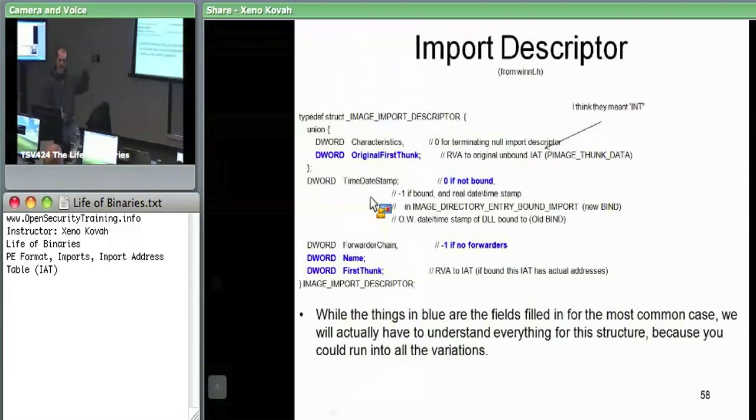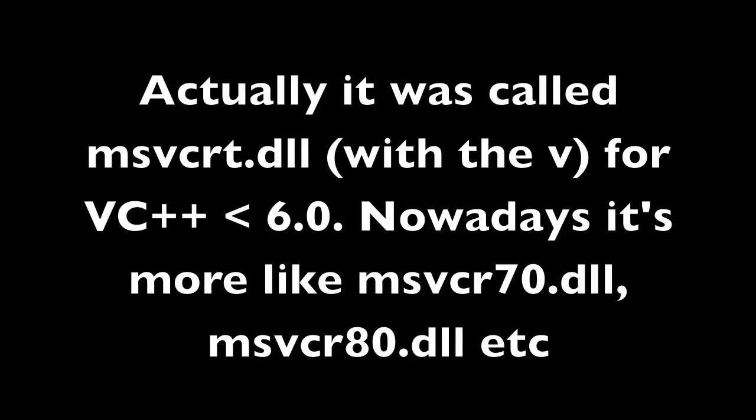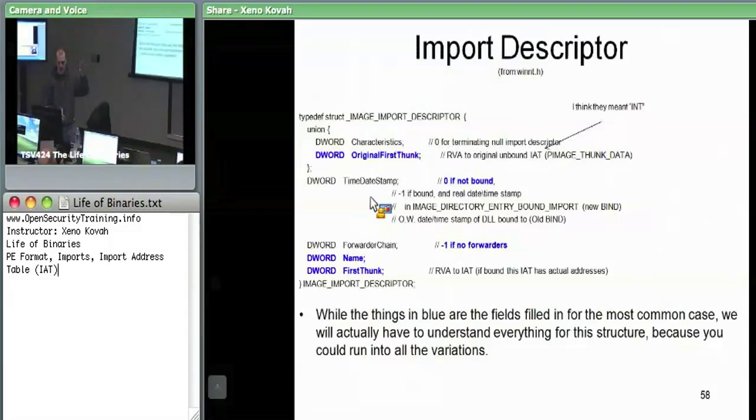So if I import from, you know, Microsoft C runtime, msvcrt.dll, there's going to be one of these that says, okay, the name is msvcrt.dll. And here's the pointer to the address of function addresses that I want to import. Here's the pointer to the names of all those functions. And then you move down and there'll be another one of these descriptors that is for, you know, kernel32.dll, and another one that's for ntdll.dll and stuff like that.